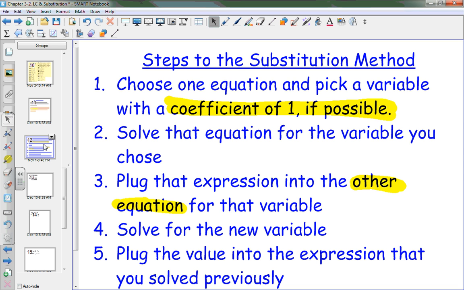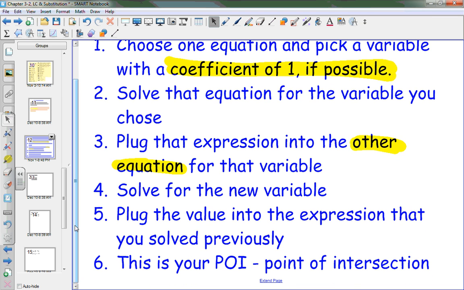Step 2, solve that equation for the variable you chose. Step 3, plug that expression into the other equation. We have two equations. We're choosing one equation, solving for a specified variable, taking that expression then plugging it into the other equation every place you see it. Plug that value into the expression that you solved for previously, and then this is your POI.